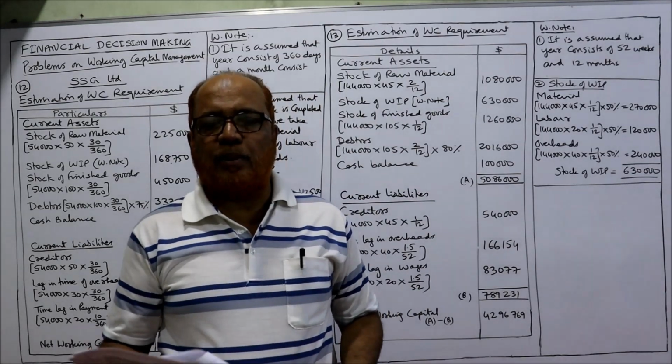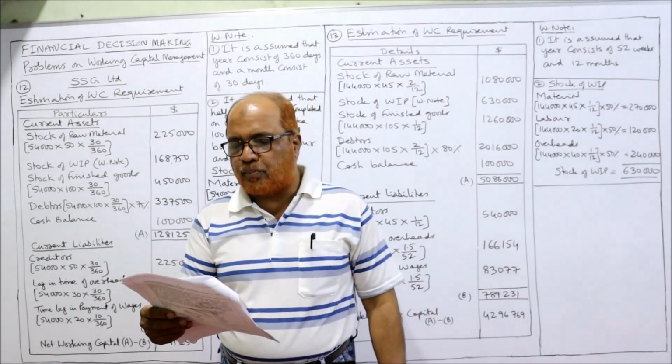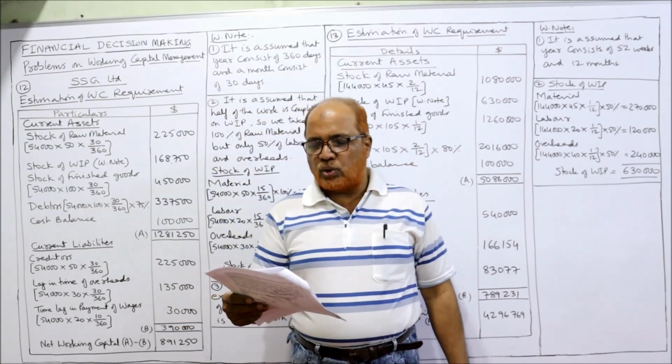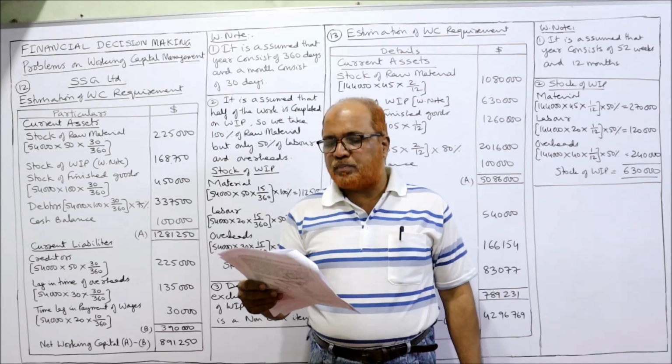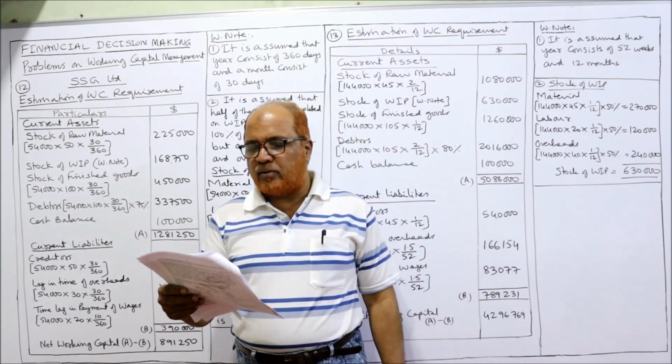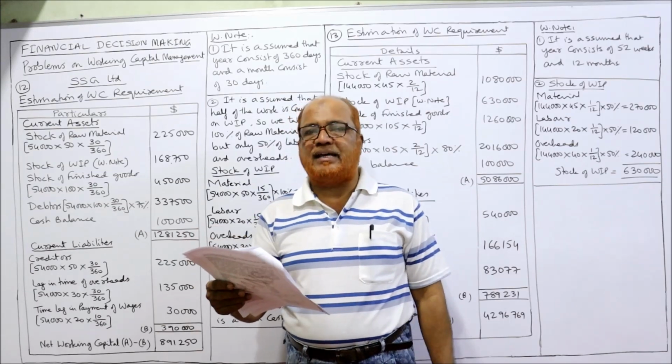Now, see the 12th problem. The assets of SSG Limited provide the following data. So here we are given the information. Raw material 50 rupees per unit, direct labor 20 rupees per unit, overhead 40 rupees, including depreciation of 10 rupees.